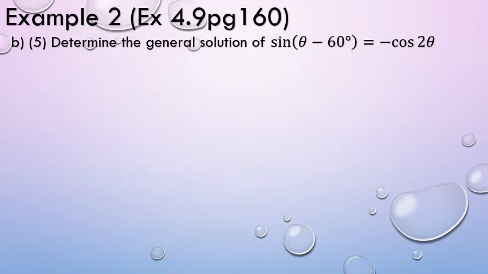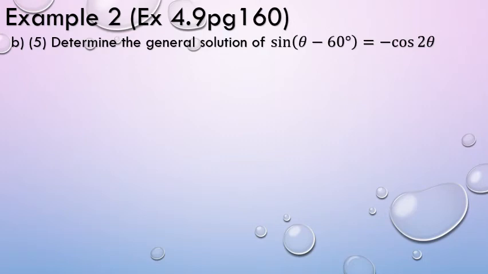The second example applies one little extra step, but nothing that you can't handle. The problem here is that we are dealing with a sine and a cos. We don't have a sine and a sine, or a cos and a cos, so we can't jump into one of these formulae that we've learned today. First things first, we're going to have to change things up.